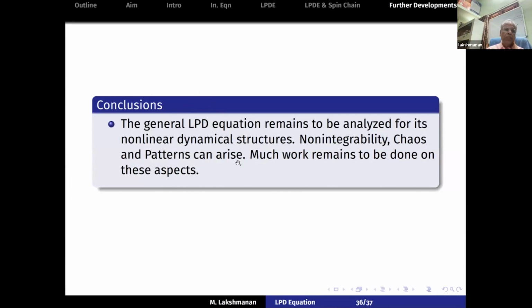So much work remains to be done on these aspects, and I do hope that in the near future such aspects will be analyzed. I think this is the right time for me to stop.